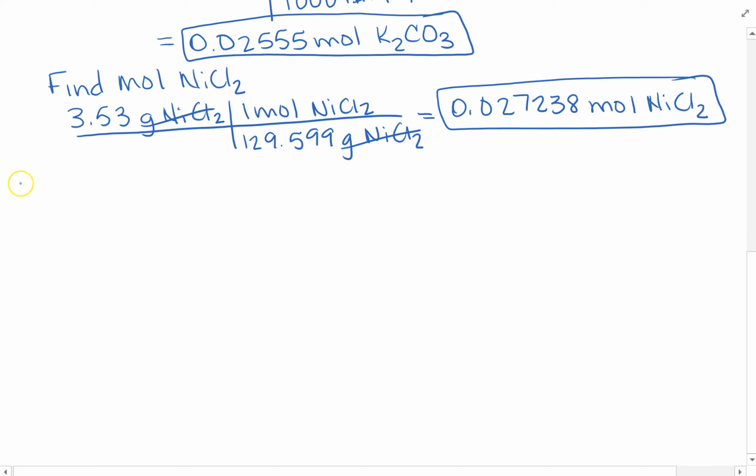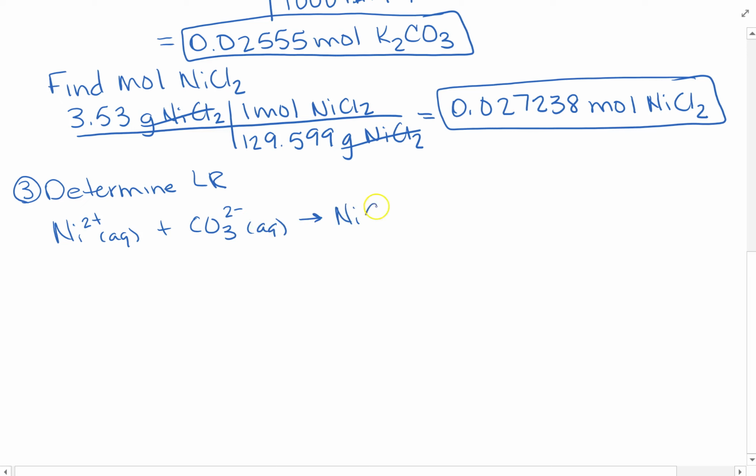Well, I need to determine the limiting reactant. So that's step 3. Now I'm going to rewrite the equation so that we can make sense of all this. So remember, the equation is what we've got after we took out all of the spectator ions. So here is my equation. Now I'm going to go ahead and put the corresponding moles.